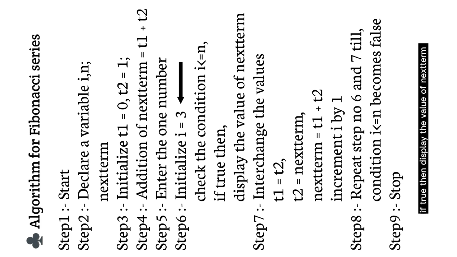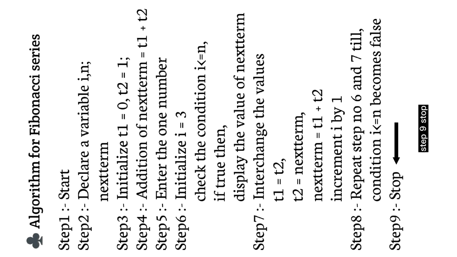If true, then display the value of next term. Step 7, interchange the values: t1 equal to t2, t2 equal to next term, where next term equals t1 plus t2. Increment i by 1. Step 8, repeat steps 6 and 7 till the condition i less than or equal to n becomes false. Step 9, stop.